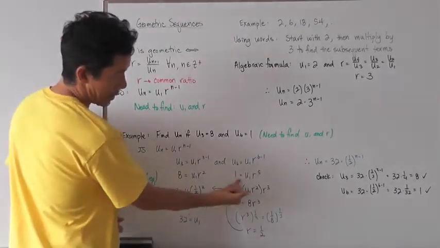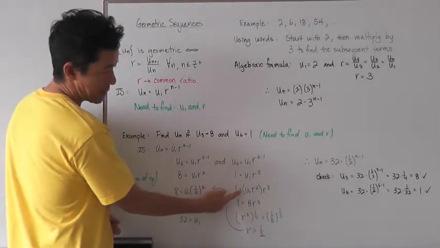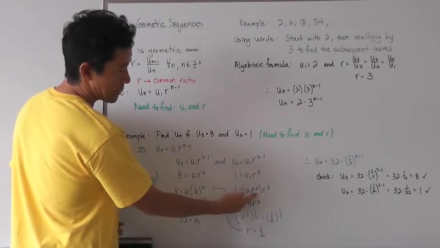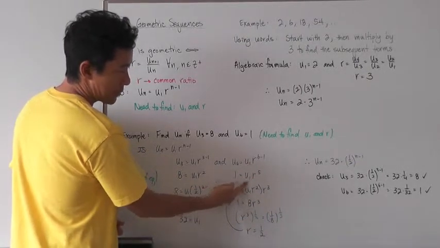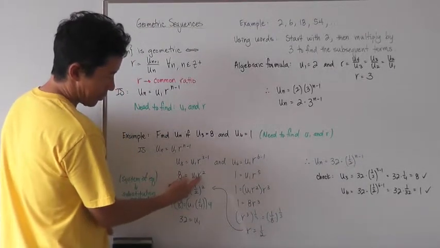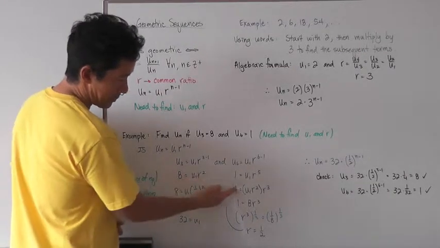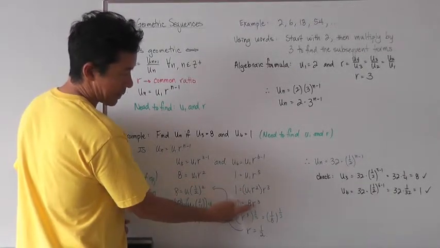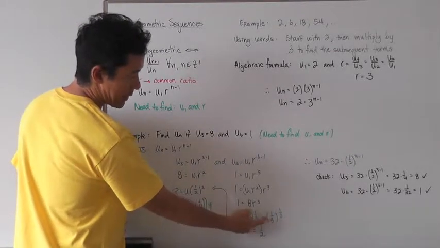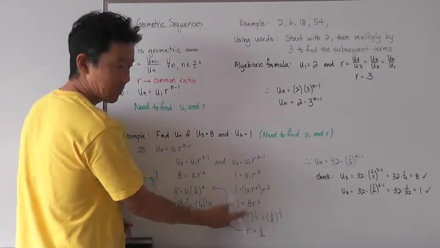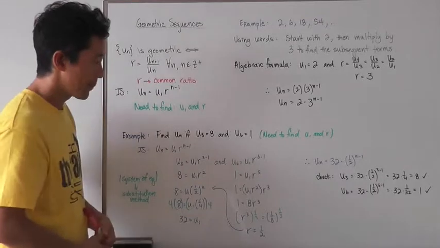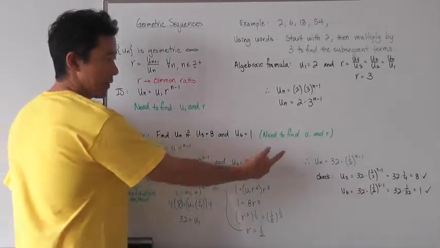So what I'm going to do is change this form here to say 1 is equal to u sub 1 r squared times r to the 3rd, because of course that's what that's equal to if we simplify. The reason I'm changing it into this form is because u sub 1 r squared is 8. So if I substitute that here, I get 1 is equal to 8r cubed. If I divide both sides by 8, I get r cubed is equal to 1/8. If I raise both sides to the 1/3 power, I get r is equal to 1/2.